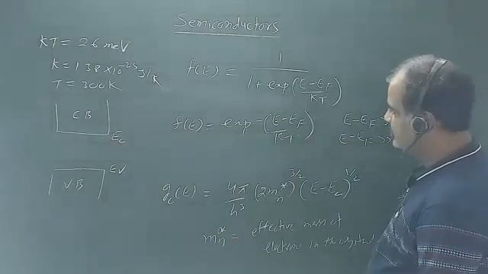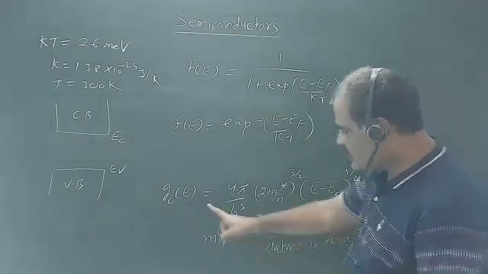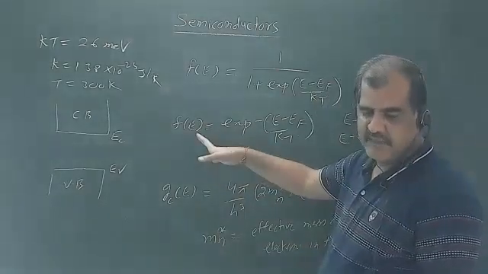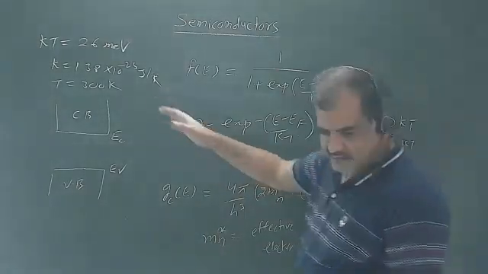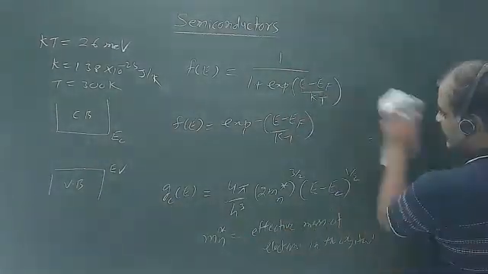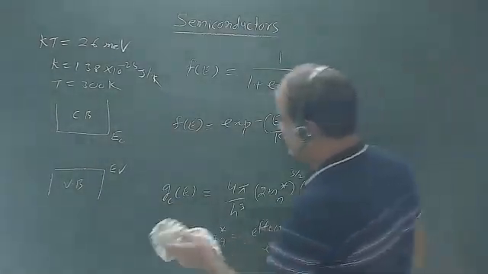Now I know the density of states formula, and I know the Fermi-Dirac distribution function. Just multiply and integrate, and you can get the concentration of electrons in the conduction band. So I am deriving this now.